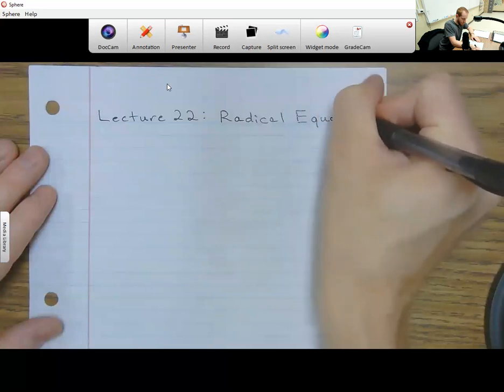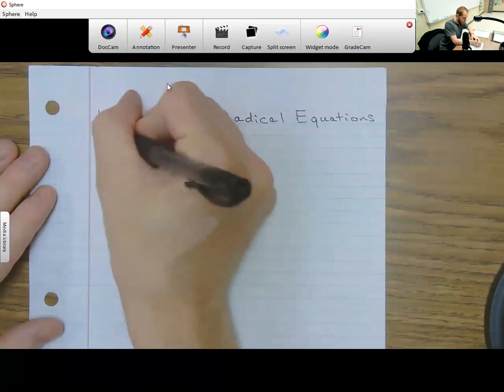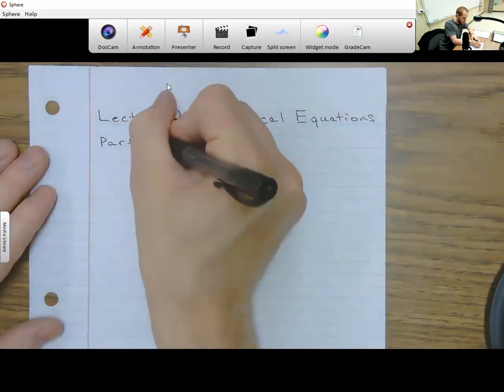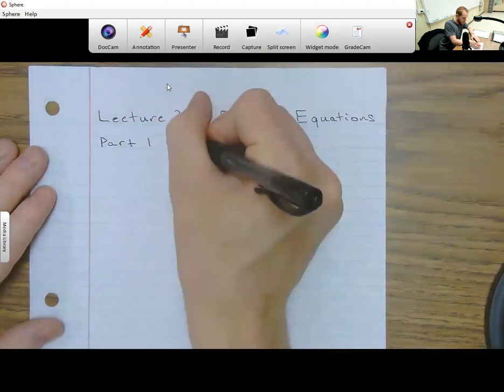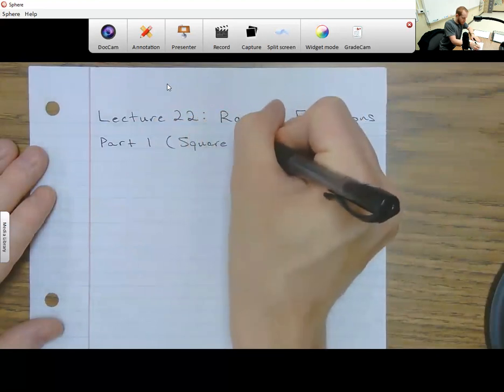Radical equations, part one, square roots.